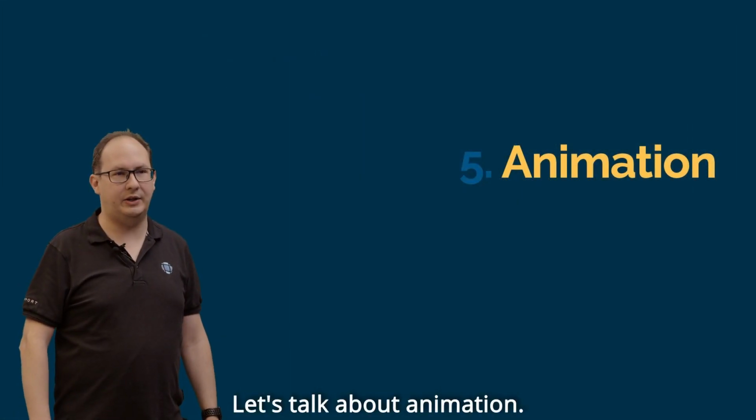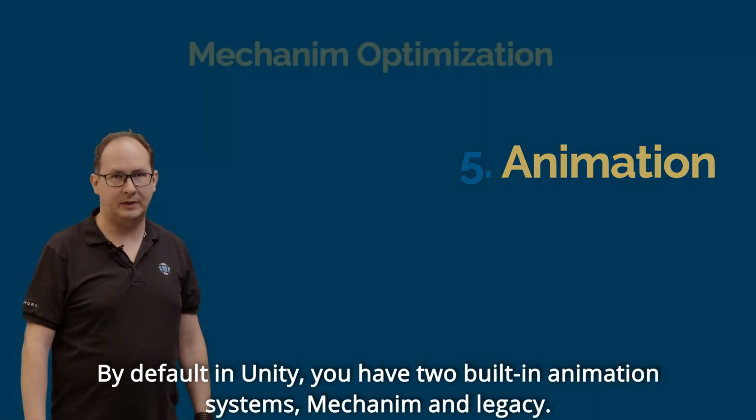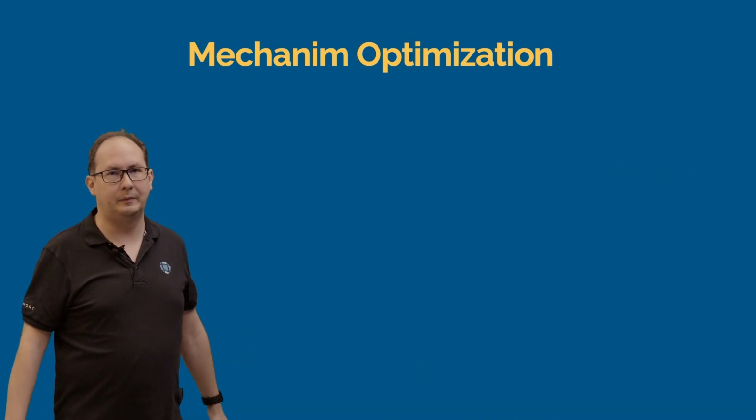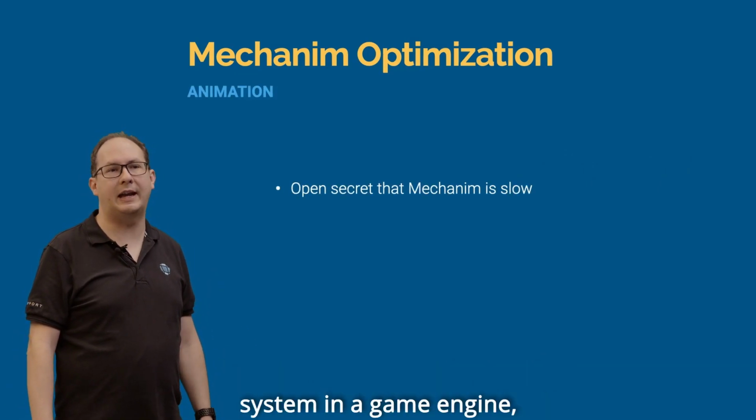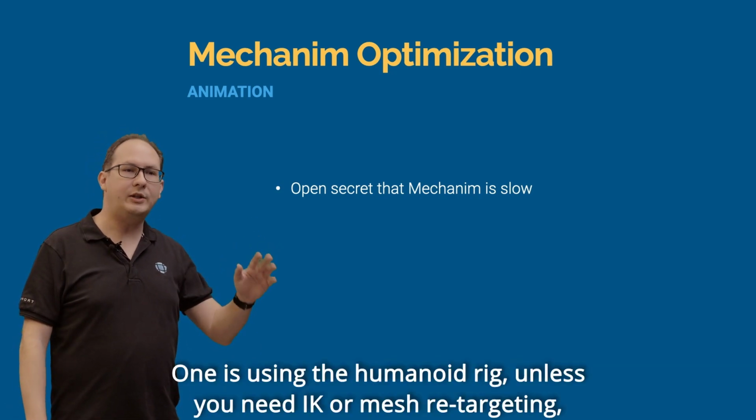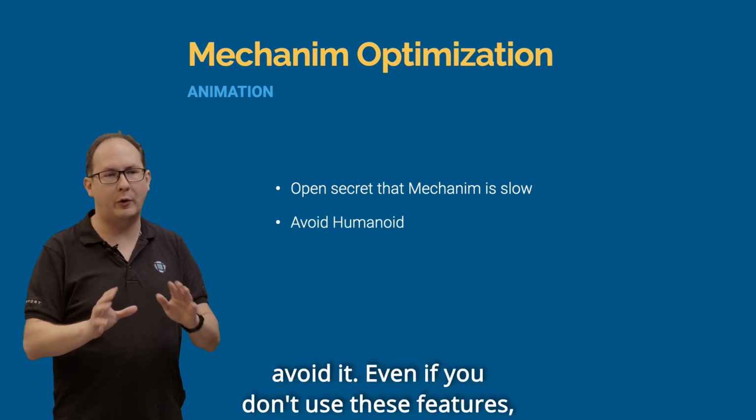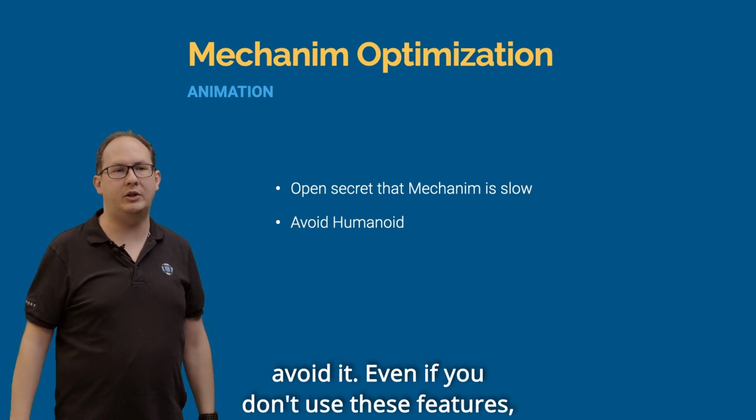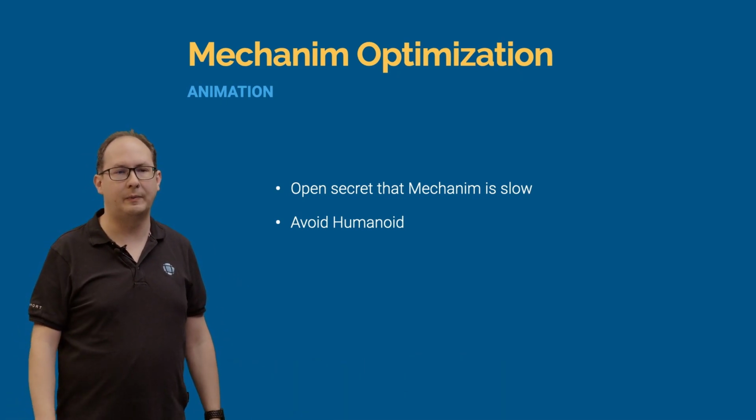Let's talk about animation. By default, in Unity, you have 2 built-in animation systems, Mechanim and Legacy. It's a pretty open secret by now that Mechanim isn't the fastest animation system in a game engine, but there are a few things that can make it particularly slow. One is using the humanoid rig. Unless you need IK or mesh retargeting, avoid it. Even if you don't use these features, it can take up to 25% longer than the generic rig does.